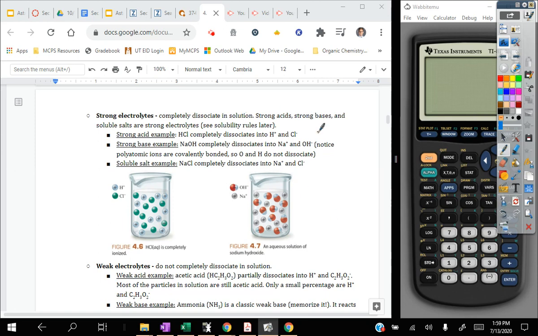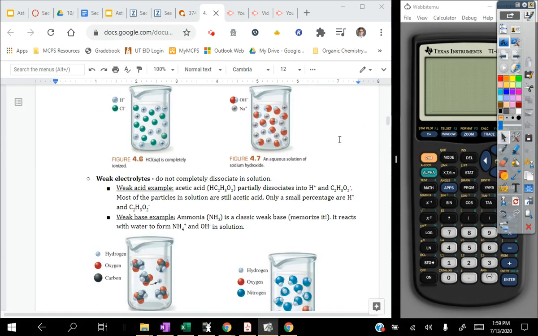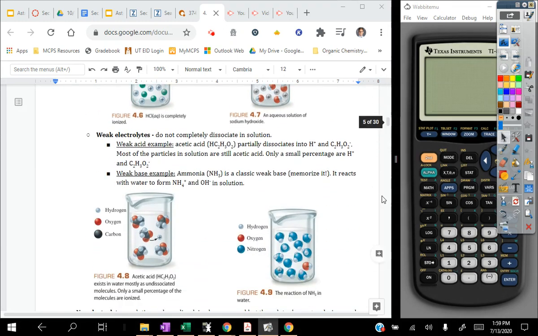Weak electrolytes are substances that do not completely dissociate in solution. With those, we have weak acids, weak bases, and insoluble salts. Again, we're going to look at solubility rules a little later to determine what an insoluble salt is. A weak acid example, like acetic acid, HC2H3O2, partially dissociates into H plus and acetate ions, C2H3O2 minus. Most of the particles in solution are still acetic acid. Only a small percentage are H plus and acetate ions.